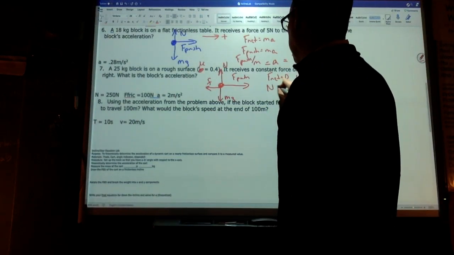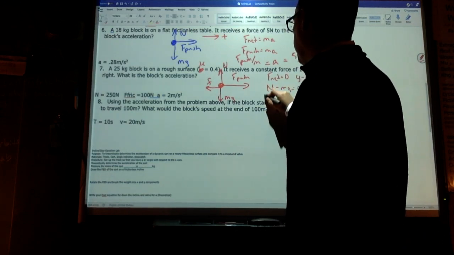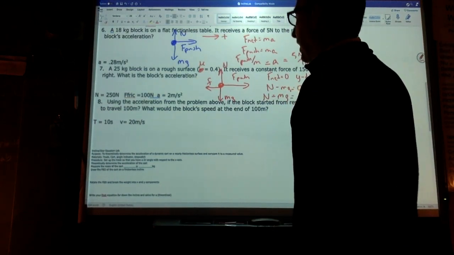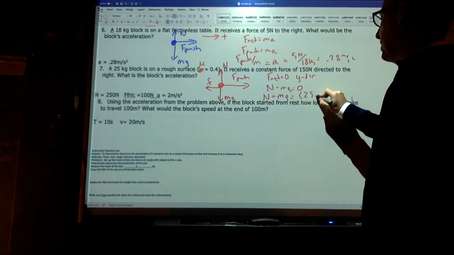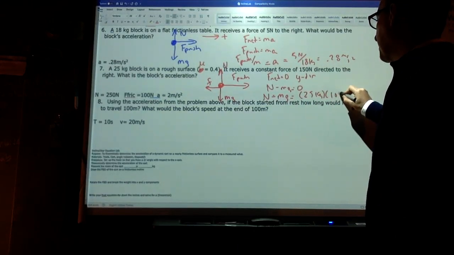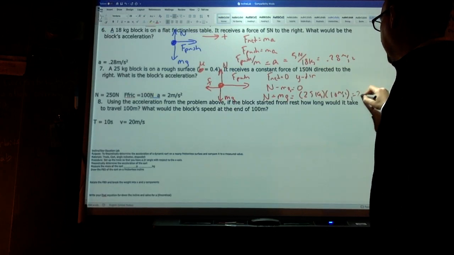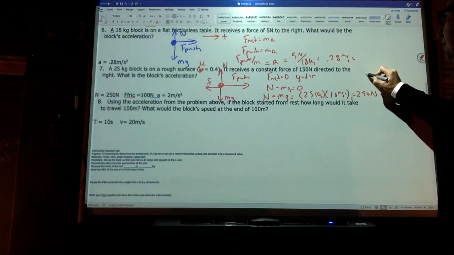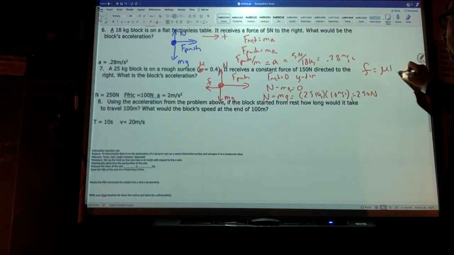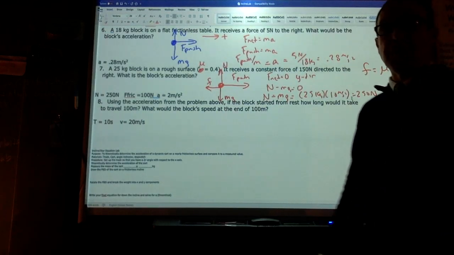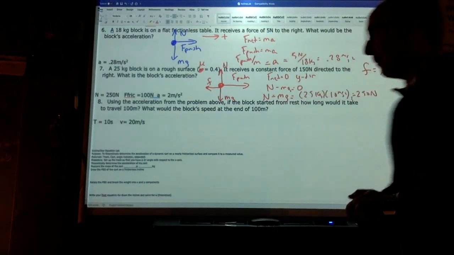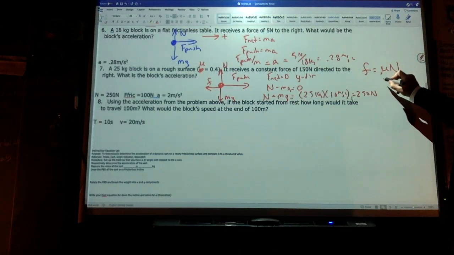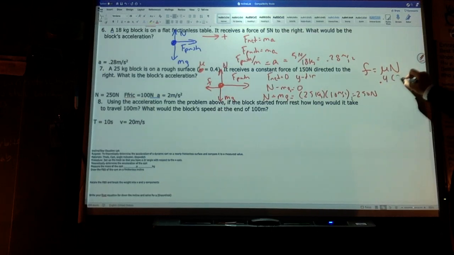So I can do ups minus downs is equal to 0. So my normal is going to be equal to mg. And so this is going to be 25 kilograms, 10 meters per second squared, 250 newtons. And then again, friction is equal to mu n. So this is a good review of most of the stuff we've done so far this year. And I'm going to use my 0.4 and my 250, and that's going to give me 100 newtons.